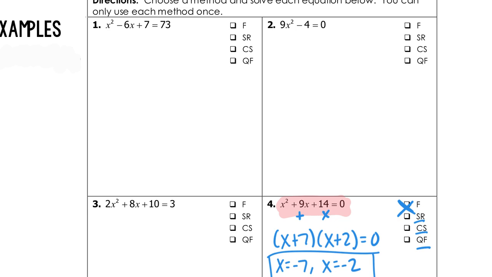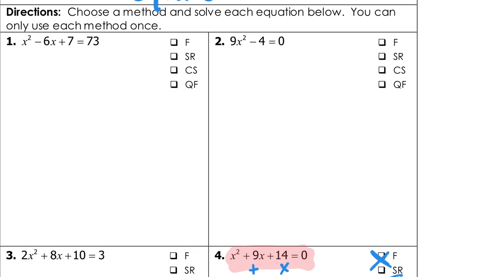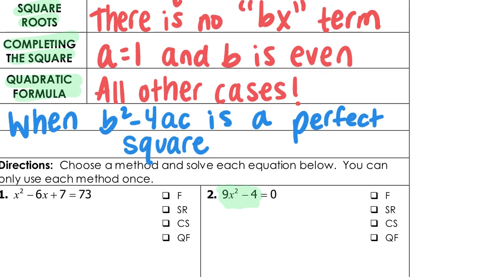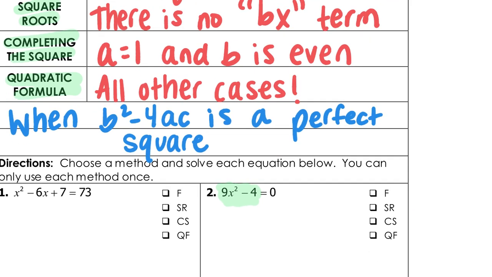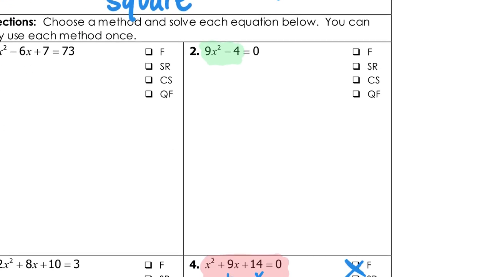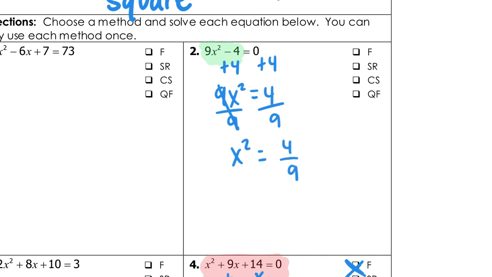Number 2 looks like a great one to use square roots on. If I were in the classroom, I would have you tell me why. But if we look above, square roots, it's possible when there's no bx term. So this one has no x term, so we can definitely use square roots. So to use square roots, you always want to isolate the squared part. So you have 9x squared equals 4. You want to divide by 9. Some of you are trying to take the square root before you divide by 9, but you want to get that squared part alone first. Then take the square root.